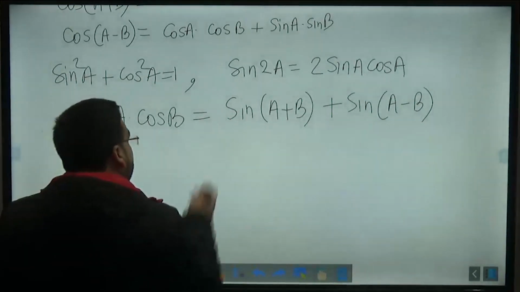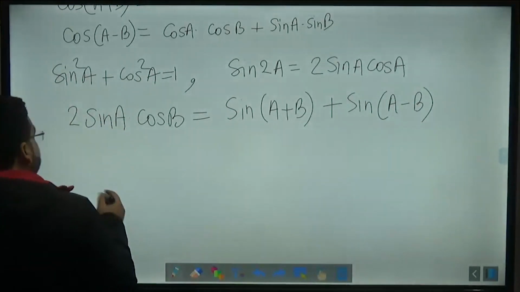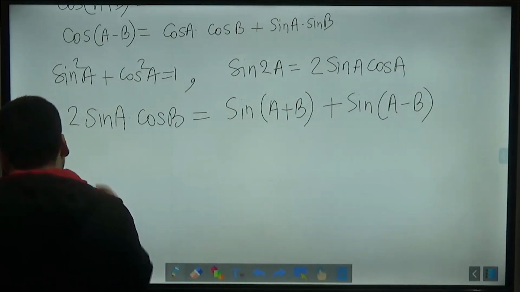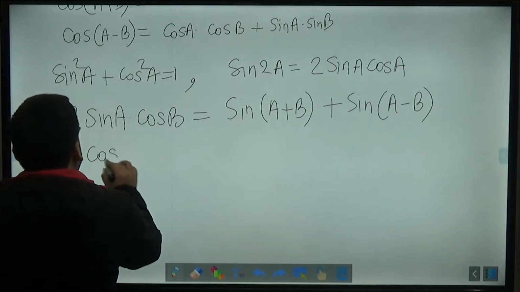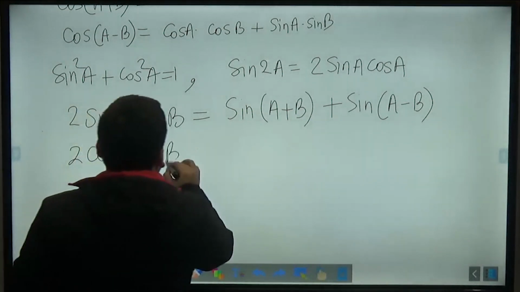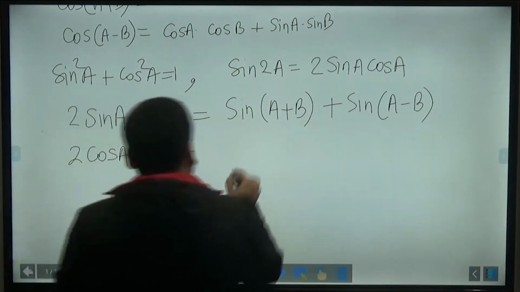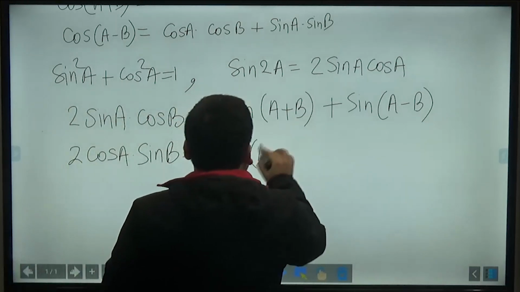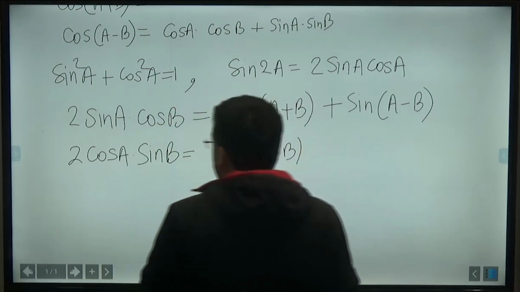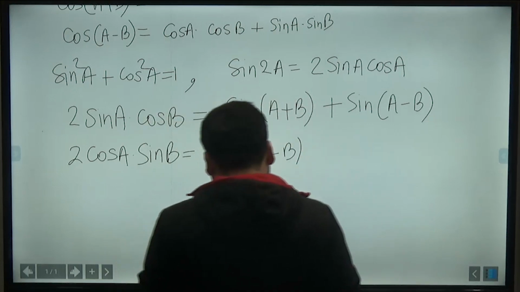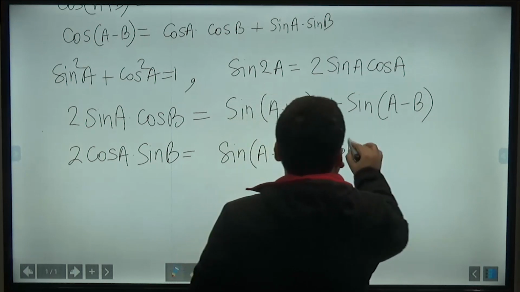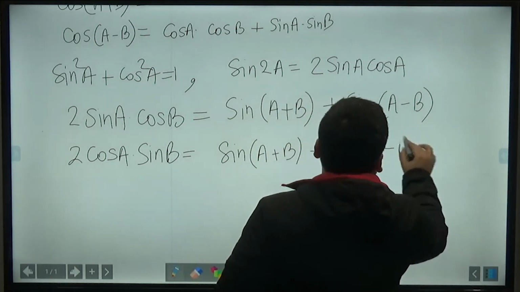All these we have already discussed in class 12th also. I am just writing all these formulae because in solving integration and differentiation, these formulas are sometimes used. Then we have 2 cos a sin b, which becomes equal to sin(a plus b) plus sin(a minus b).